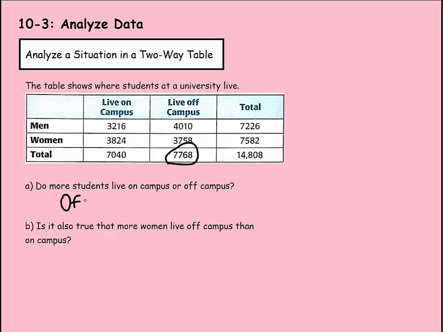So we'll say off-campus. Since it's true that more students live off campus, is it also true that more women live off campus than on campus? If we look at off campus and on campus for women, we see that 3,800 live on campus and a little more than 3,700 live off campus. So even though it's true that more students live off campus than on, for women it's actually more likely that they would live on campus. So we would say that this is not true. It does not follow the pattern for the whole population. And that'll happen once in a while where the categories behave differently.